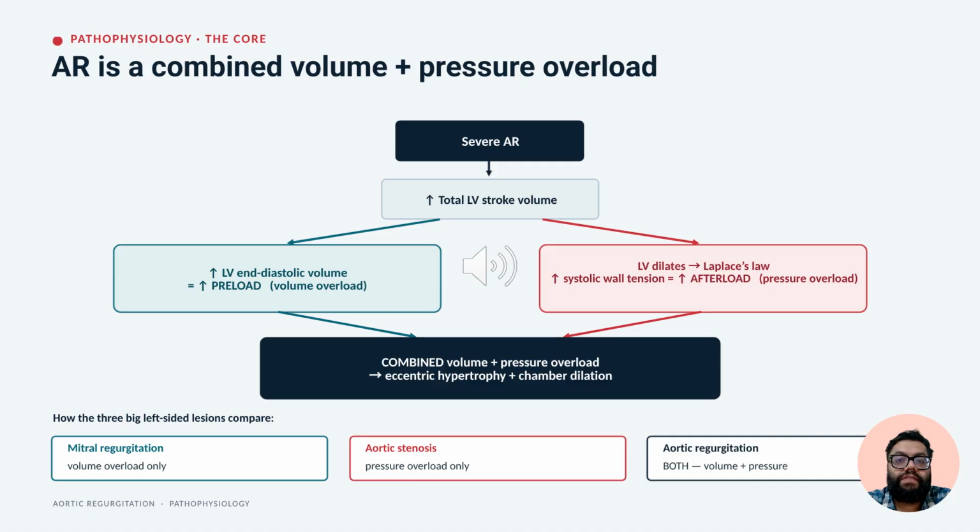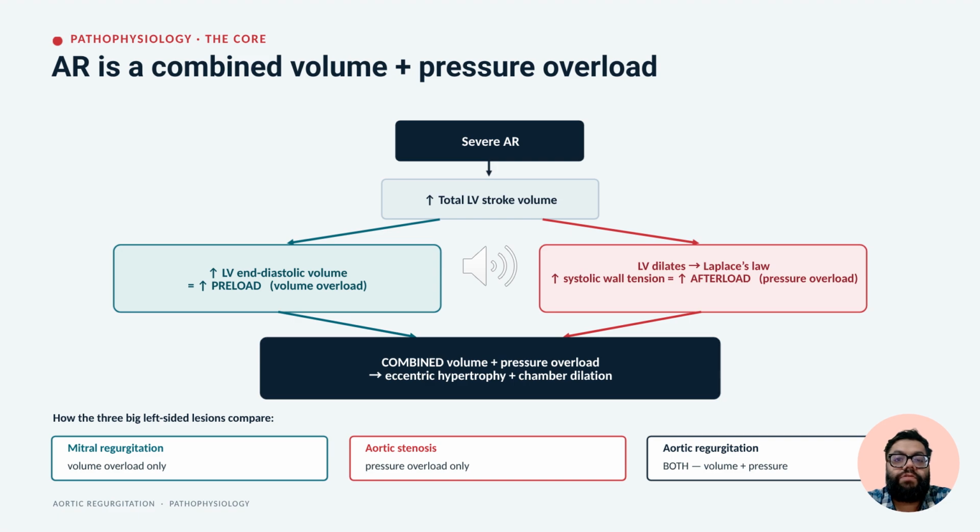As the chamber dilates, Laplace's law kicks in. Wall tension rises in proportion to radius, so the ventricle now faces higher afterload to generate the same pressure, the pressure overload arm in crimson, the kind of burden you normally associate with aortic stenosis. Put the two arms together and you get the defining statement of the disease. AR is simultaneously a volume and a pressure overload, and the ventricle answers with eccentric hypertrophy and dilation.